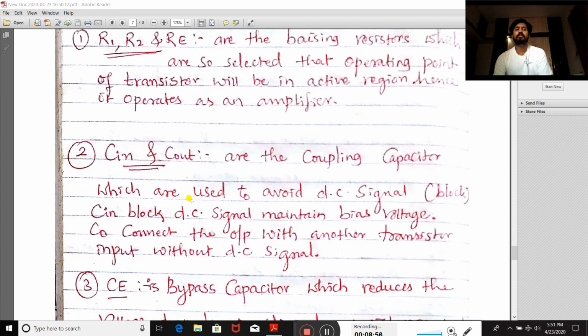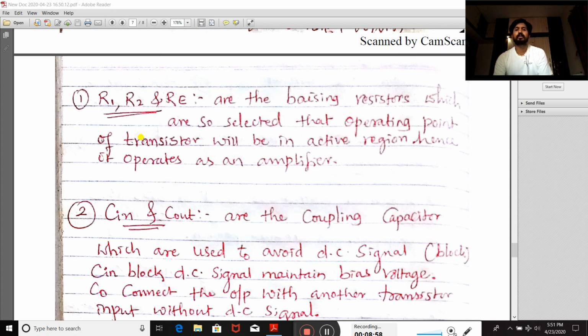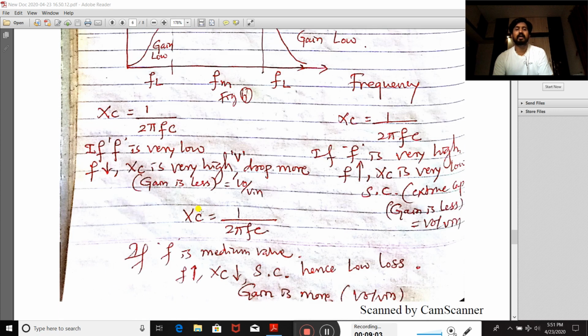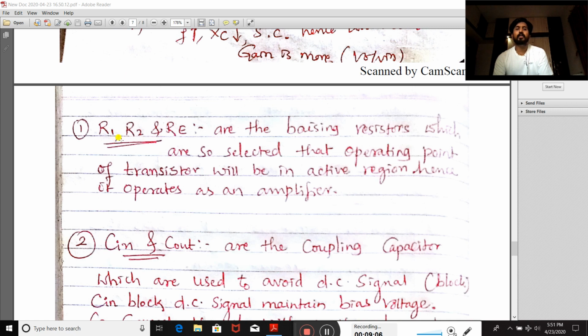Now let's see the explanation of the construction. If you want, once again, see here, R1, R2, RC, RE are connected. For what purpose have we connected them? R1, R2, RE are the biasing resistors, which are so selected that the operating point of the transistor will be in the active region. Hence, it operates as an amplifier. That means the resistances will be used in such a way that their values make the transistor operate in the active region. Why? Because our transistor has to operate as an amplifier. Hence, we need to operate it in the active region only.